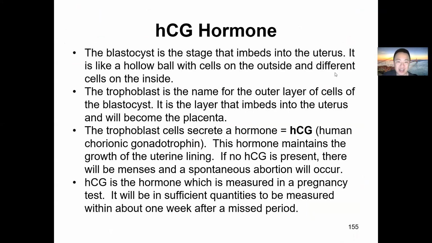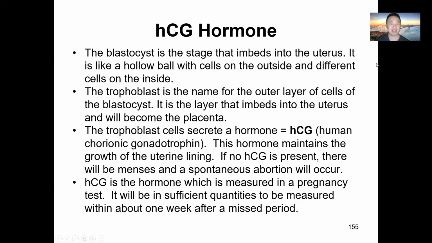Let's talk about the HCG hormone. The blastocyst is a stage that embeds into the uterus. It is like a hollow ball with cells on the outside and different cells on the inside. The trophoblast is the name of the outer layer of the cells of the blastocyst. And this is the layer that embeds into the uterus and will become the placenta.